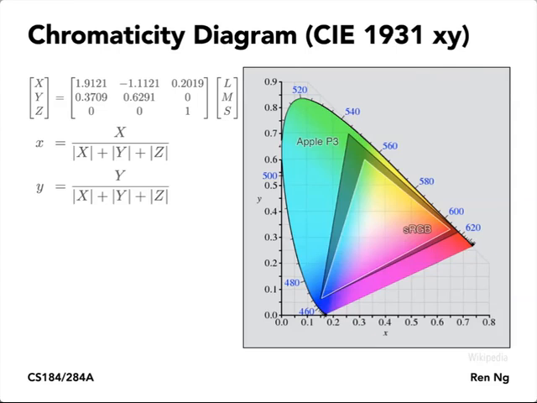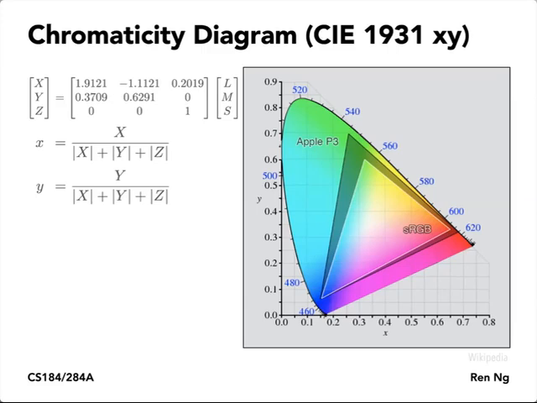All it is, let me try to summarize it mathematically for you, is if you take LMS from before, and you do a projection, a 3x3 basis change, into something called capital X, Y, Z. I'll come back to that in a little bit. This is an extremely standard CIE color space that was defined.